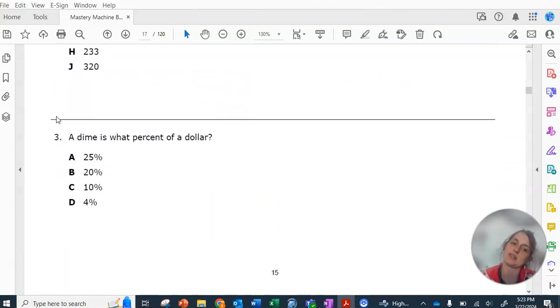Number 3, a dime is what percent of a dollar? In case you do not know, a dime is 10 cents, and a dollar is 100 cents. Make that into a fraction, make that into a percent.